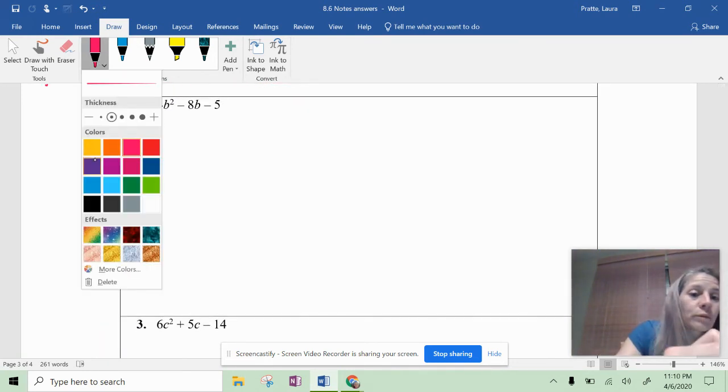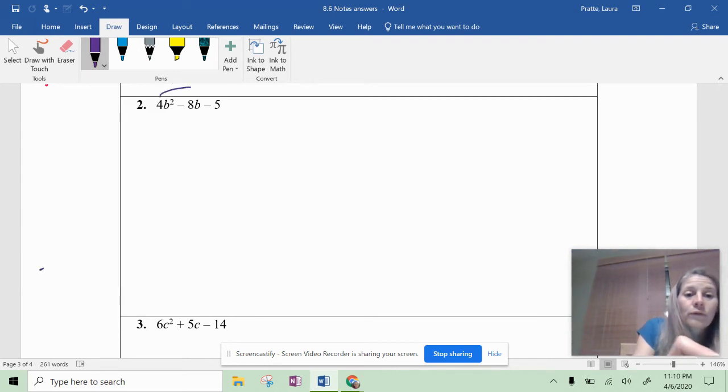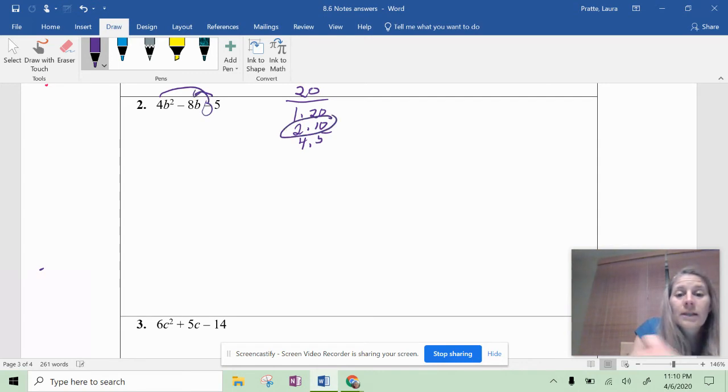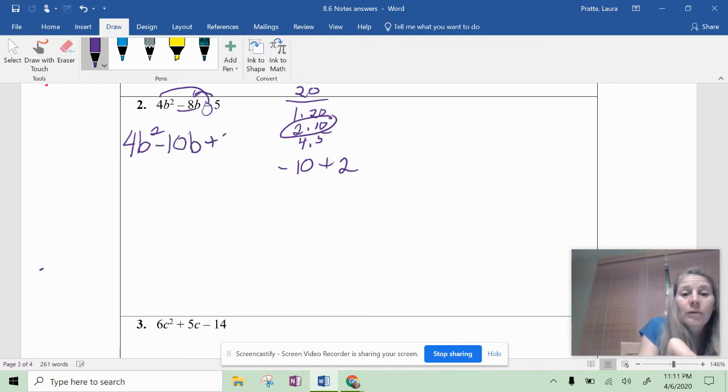All right, number 2. So 4 times 5 is 20. And what numbers multiply to 20? So you can look on your factor sheet. Which of those pairs subtract to give you 8? 10 and 2. Notice it's a negative 8. So that's going to be the bigger number negative, the smaller number positive. So 4b squared. You can either do minus 10 or plus 2 first, whichever one you want. Minus 10b plus 2b minus 5.